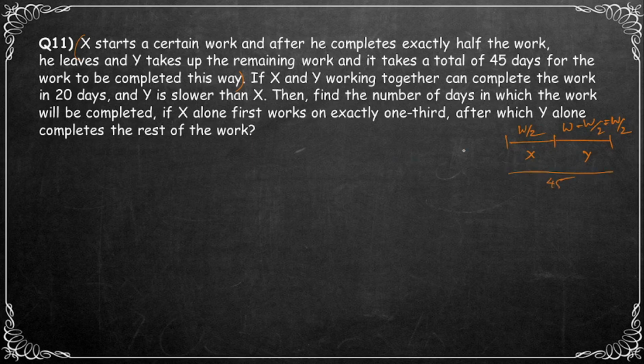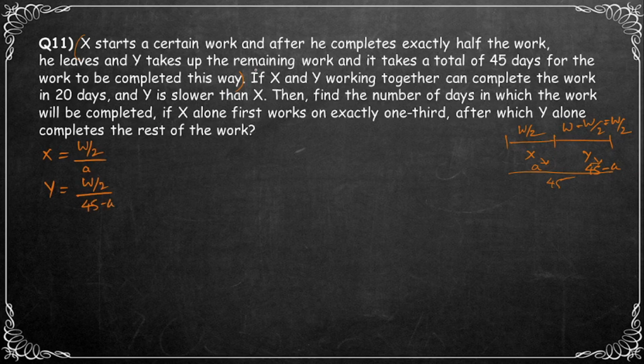We need to form equations. So we need individual times, right? So let's say X has worked for A days. Then Y has worked for the total, which is 45, minus the time taken by X, which is A. Y has worked for 45 minus A days. So X's productivity is equal to work, which is W by 2, divided by time, which is A. Y's productivity is work, which is W by 2, divided by 45 minus A, which is the time taken by Y.